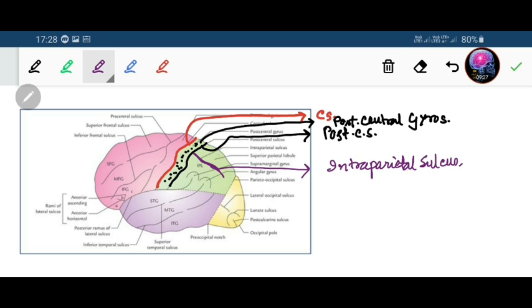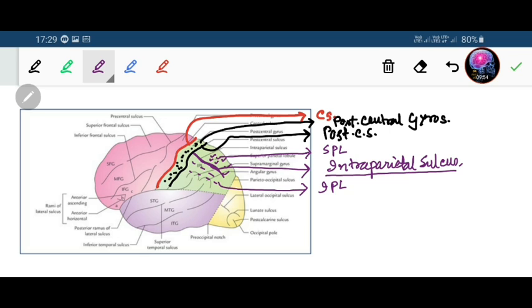So the area above it is known as superior parietal lobule and the area below it is the inferior parietal lobule, above and below the intraparietal sulcus respectively.